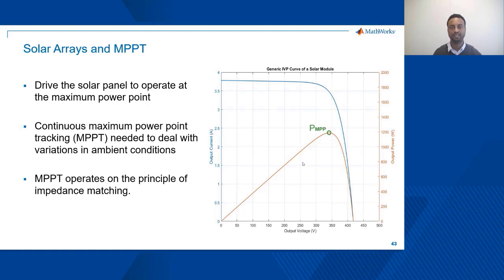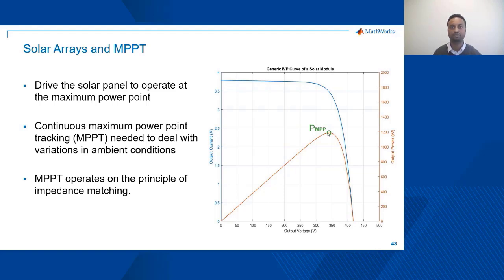If we need a very efficient operation of the solar cell, then it means that we have to drive the system to operate at this maximum peak operating point. And one thing to note here is that because of changes in ambient conditions like temperature or the solar irradiance, this whole curve could shift up and down or left and right. So it means if we need a continuous operation at that efficient point, we have to continuously keep track of where the maximum power point is and guarantee that we are driving the solar cell at that operating point.